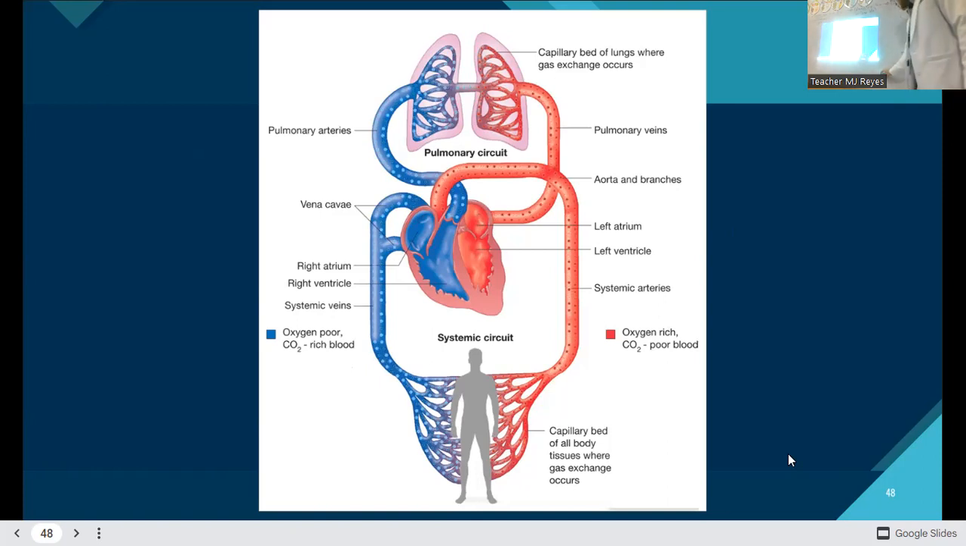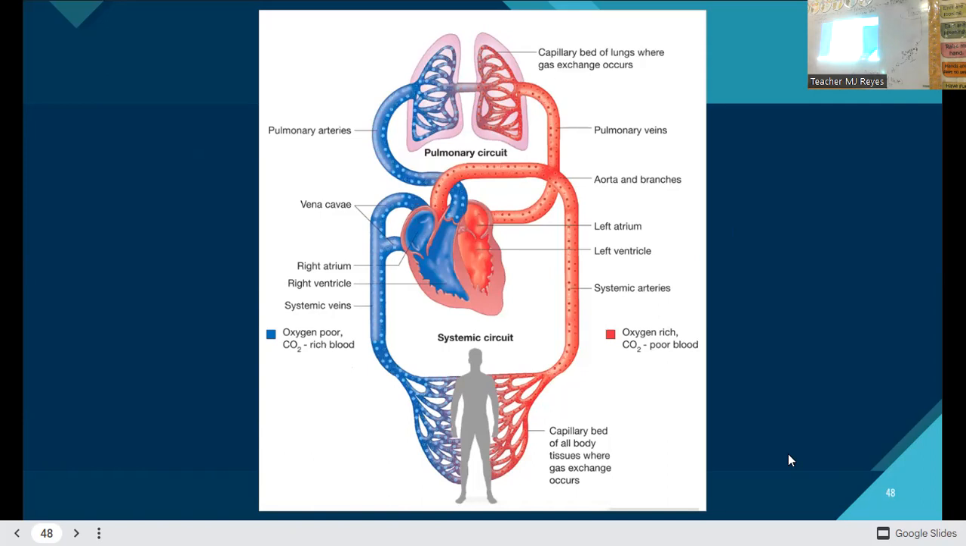From the left atrium, blood will pass through another valve. It is called the bicuspid valve or mitral valve. Because it is between the left atrium and left ventricle, it is another atrioventricular valve. Again, blood will pass through a valve in order to prevent backflow of the blood, going to your left ventricle.